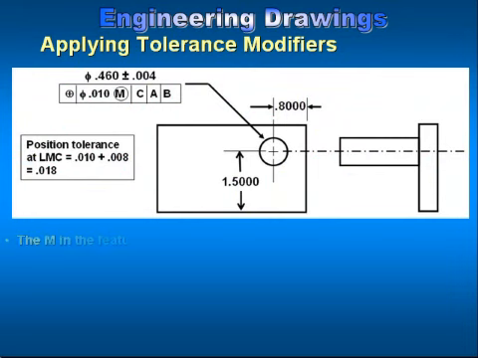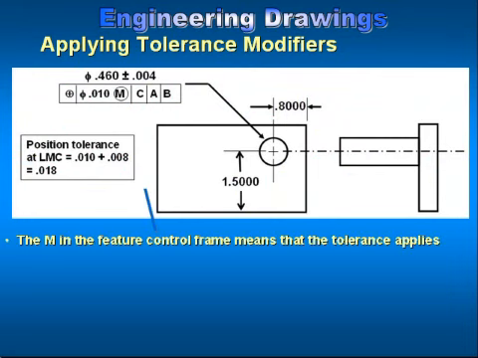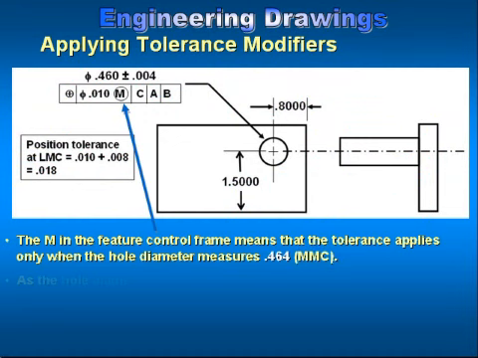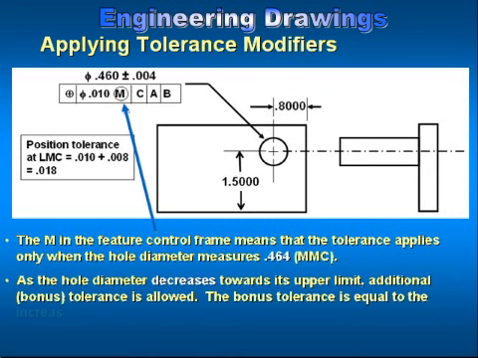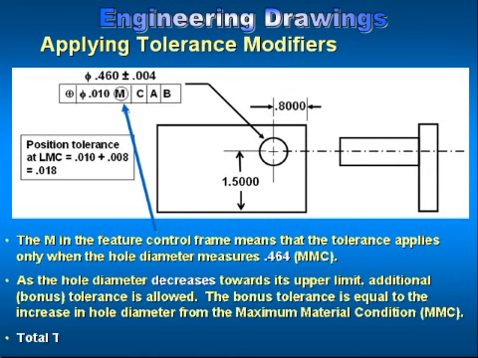In this slide, the M in the feature control frame means that the tolerance applies only when the shaft diameter measures 0.464, which is the maximum material condition. Because the shaft diameter decreases towards its lower limit, additional bonus tolerance is allowed.